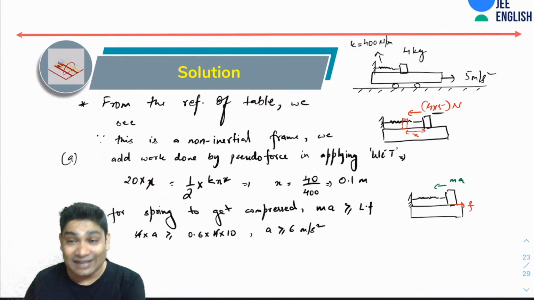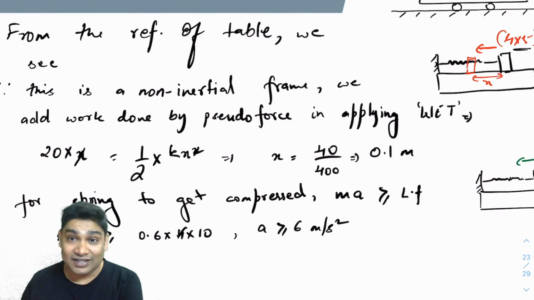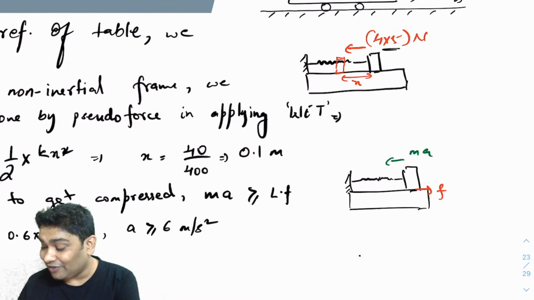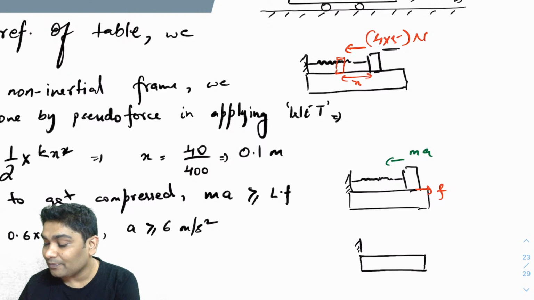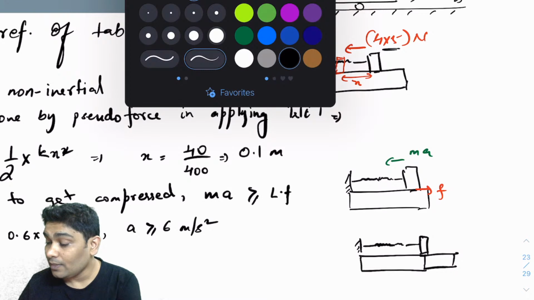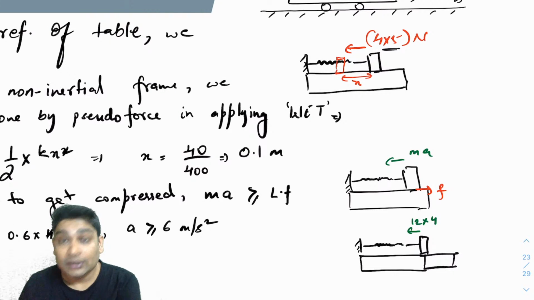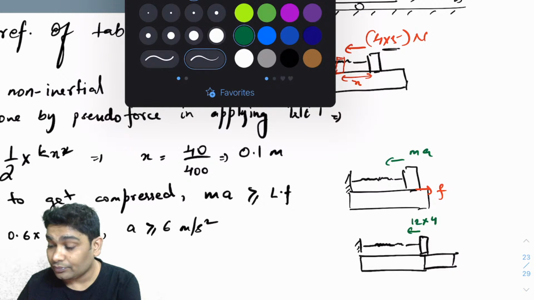Alright, in part C now, you will realize the acceleration is double this, so acceleration would be 12. Now if I go to the reference frame of the table, I will see that there is a pseudo force of 12 into 4, which is trying to push it here. There is a limiting friction.